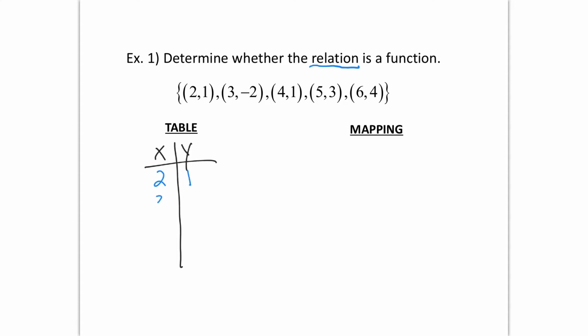My second point is (3, -2). My next one is (4, 1). The next one is (5, 3), and the last one is (6, 4). So I do have a table here.